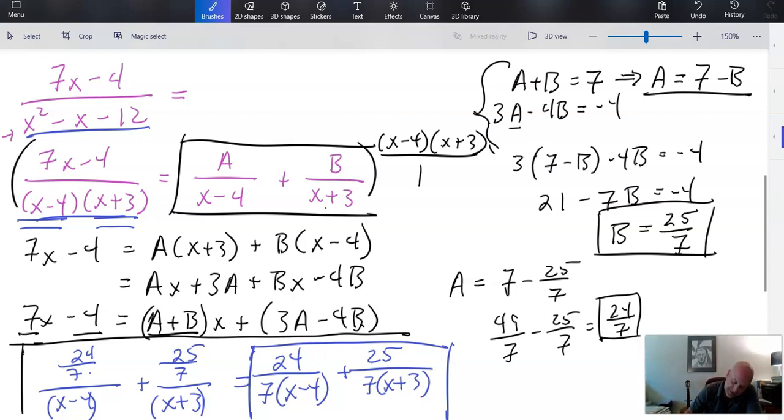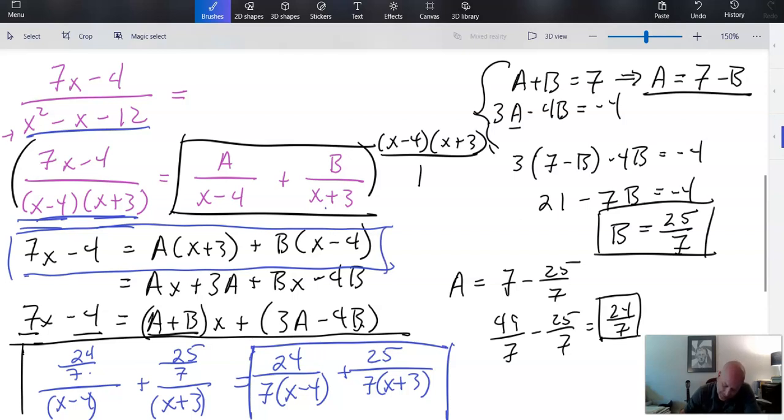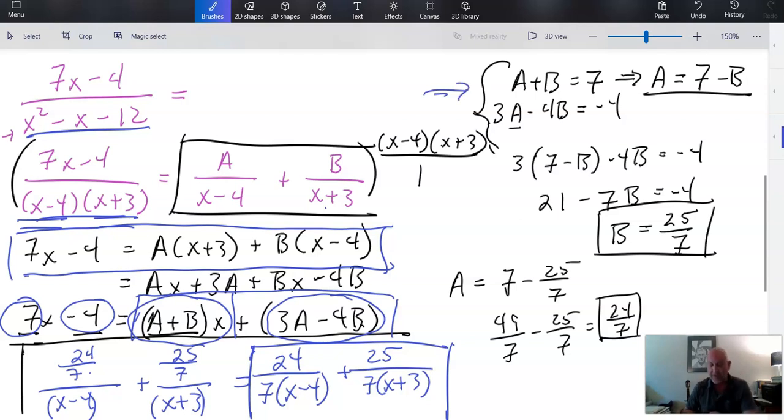So I multiply by the common denominator to get a fractionless equation. I rearrange the terms so that I have like terms together. Then I have a term that is the coefficient of x, which has to be equal to the coefficient of x here. And then I have a constant term that needs to be equal to the constant term over here. I set those equal to each other to form this system, and then I solve the system to find A and B.